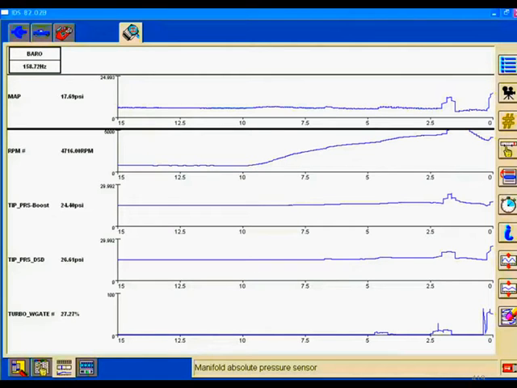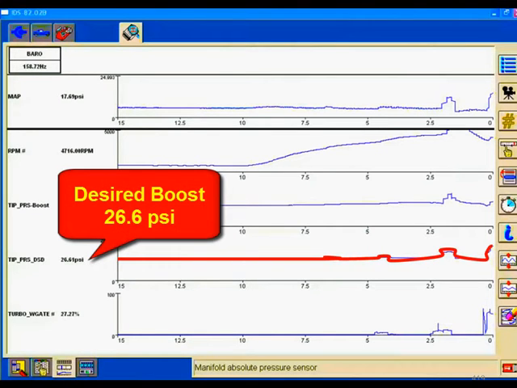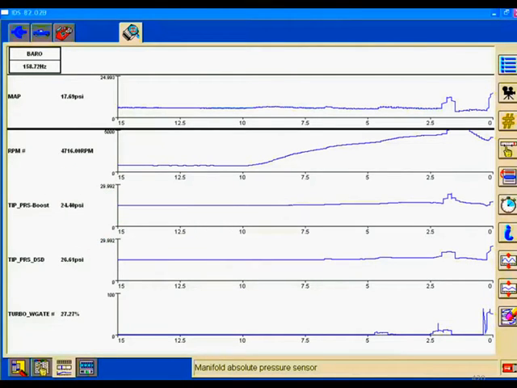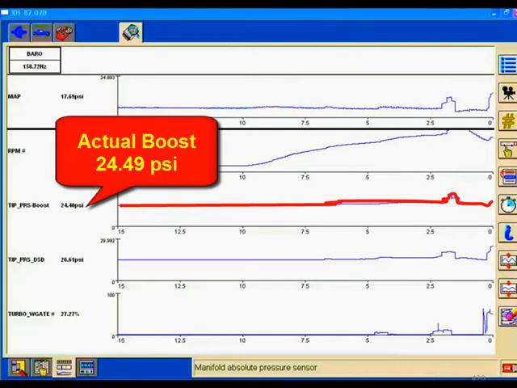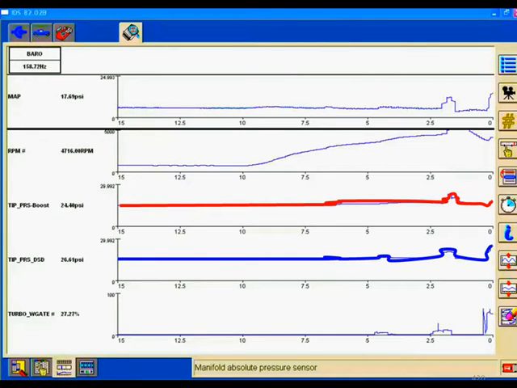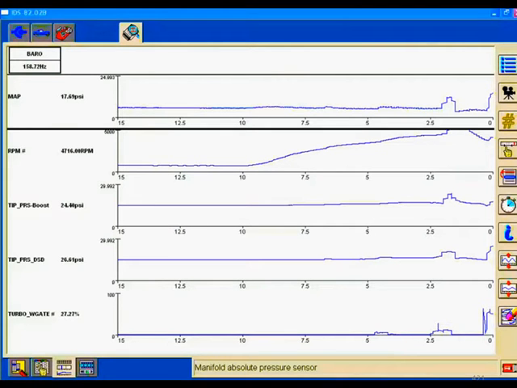So at any given RPM, what should pressure be? What does the computer think it should be? And when we look down here, we can see that the computer is changing its mind at different RPMs what the boost pressure should be. This screen tells us exactly what the pressure is as measured by that sensor in the intake manifold. And we can see that it does compare to what the desired is.